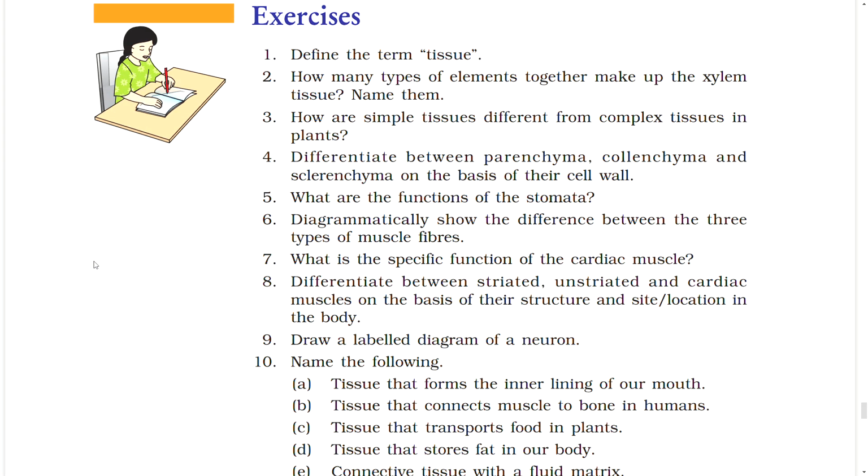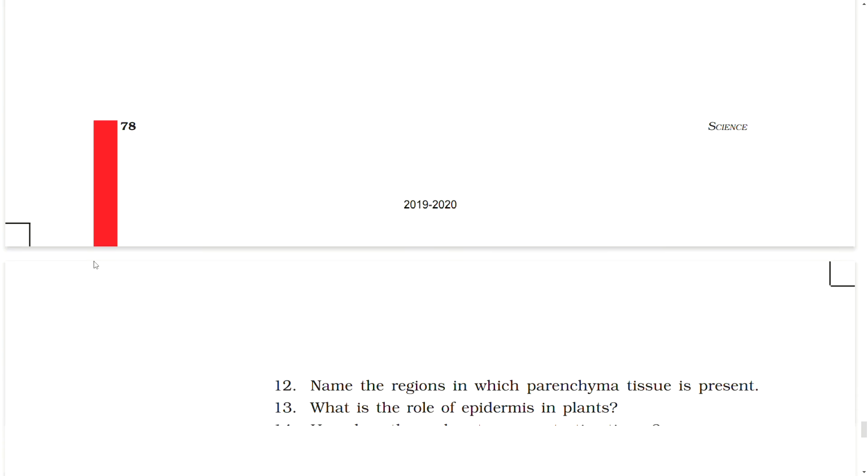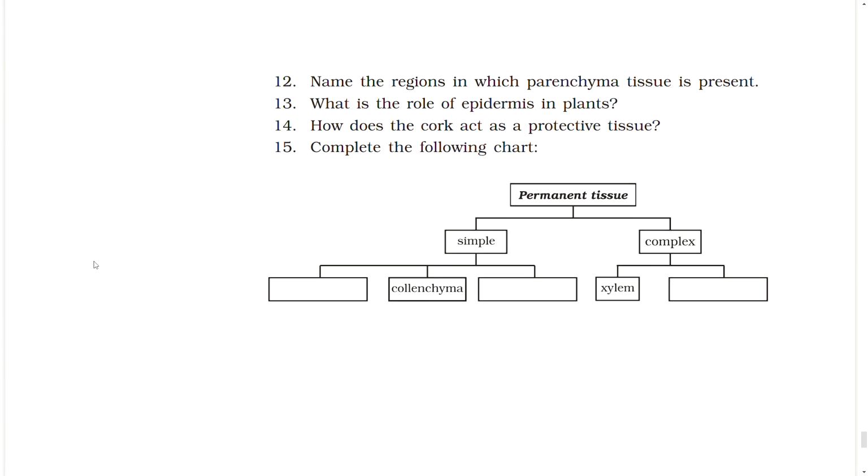Exercises. Do this and comment this. Permanent tissue: simple, complex. Simple: parenchyma. Complex: xylem. Comment this.